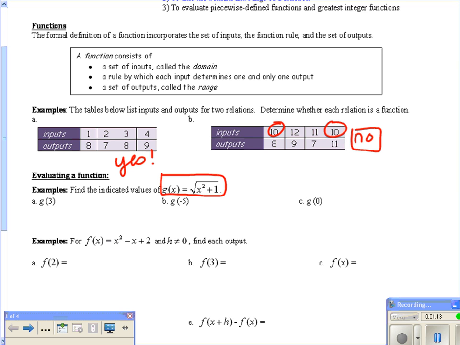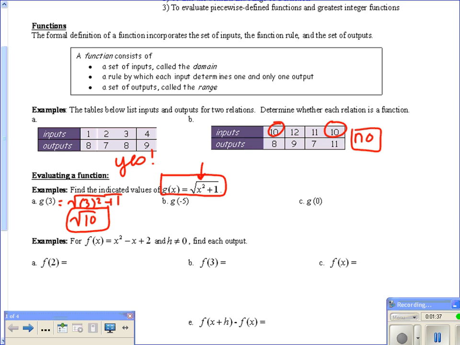So again, I have g of 3, which means I have an x value of 3. I'm going to put 3 into my equation everywhere I see an x, and then simplify. So we have root 3 squared plus 1. 9 plus 1 would end up giving me 10. The square root of 10 does not simplify. If it did, I would, because remember 10 is just 2 times 5, which doesn't have any groups of 2 we can take out of the radical.